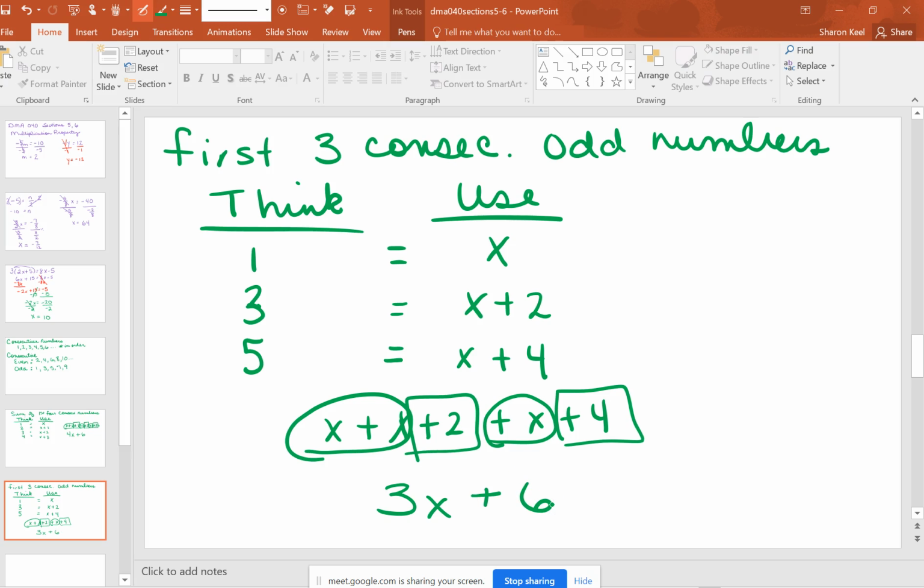So anytime you're doing problems with consecutive even, consecutive odd, or consecutive numbers, make yourself a think column, as I have here, and then a use column, and the use column is the one that you're going to actually use in your word problem.